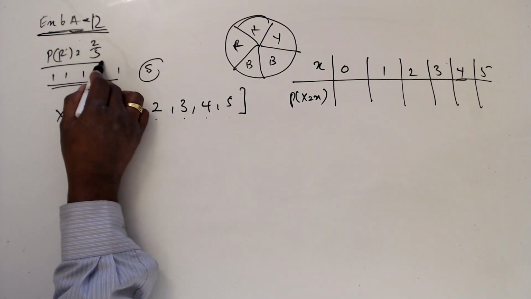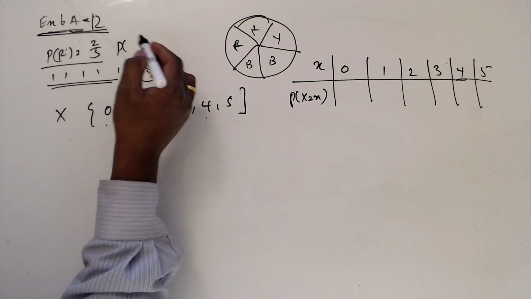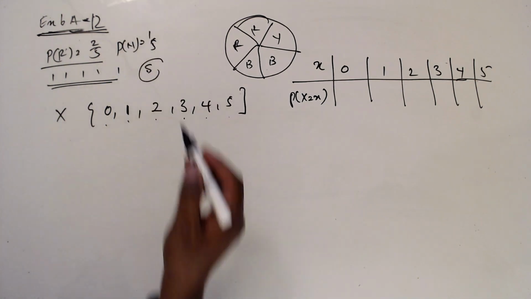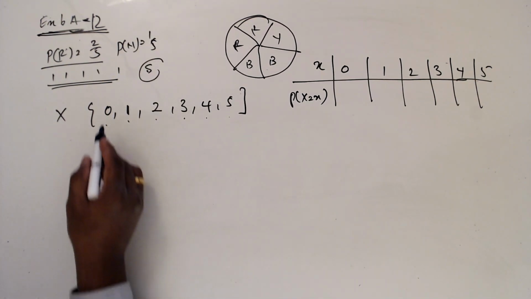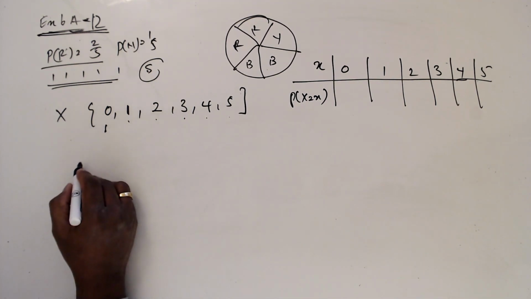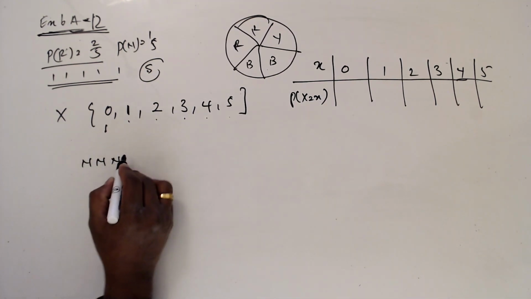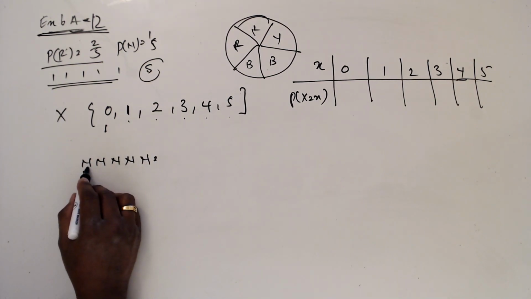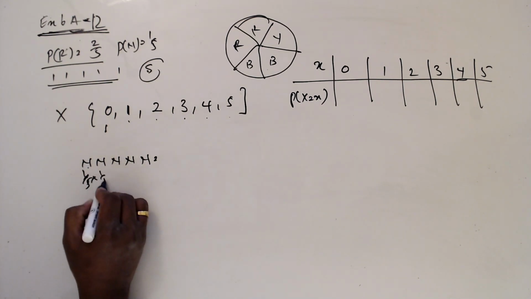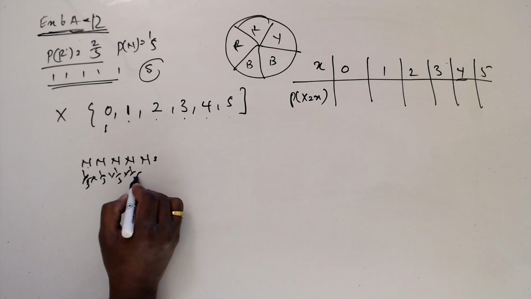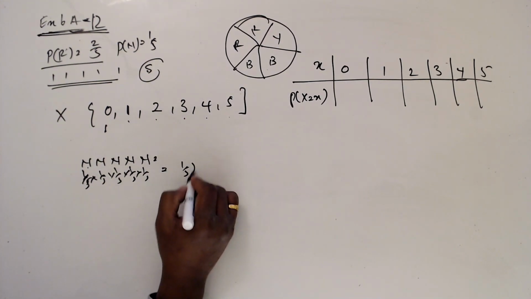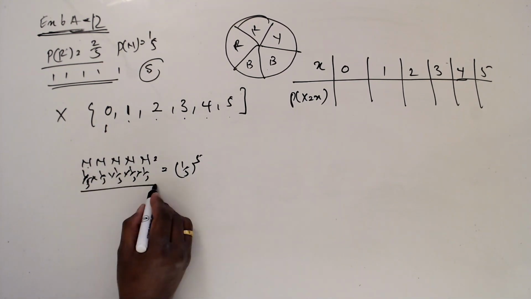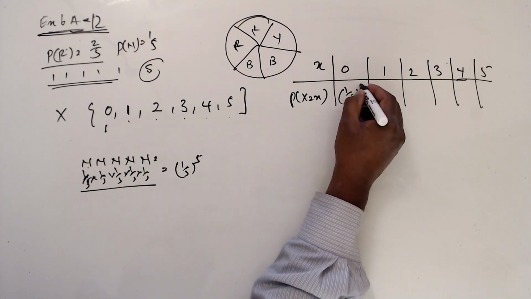Probability of getting red is 2 over 5. Probability of not red is, let's say, 3 over 5. So in here, first time no, second no, third no, fourth no, fifth no. It means getting no red each time is 3 over 5 times, 3 over 5 times, and so on. So 3/5 times how many? 5. The probability of getting no red is (3/5) to the power 5.